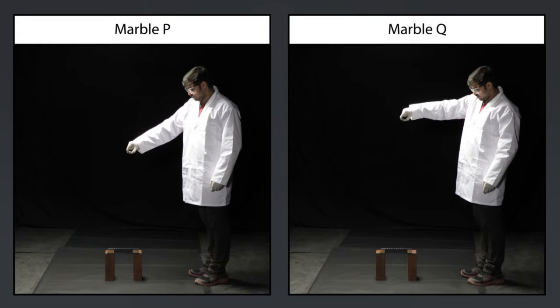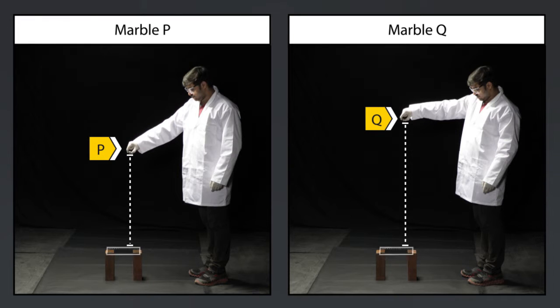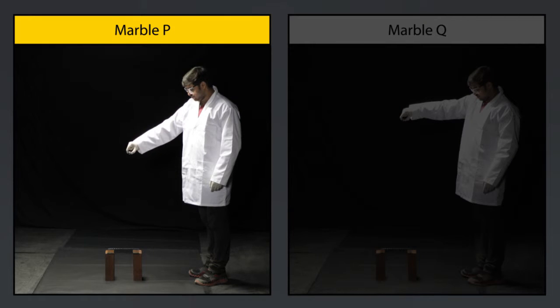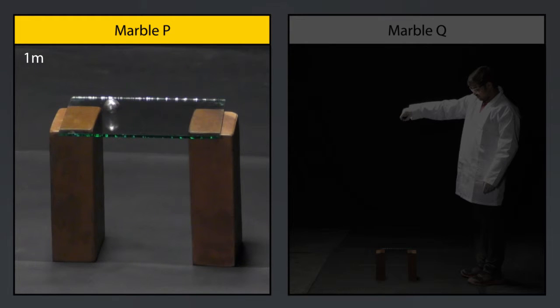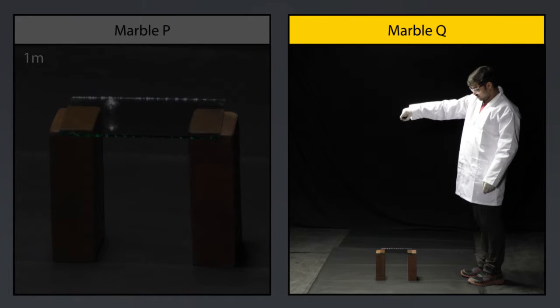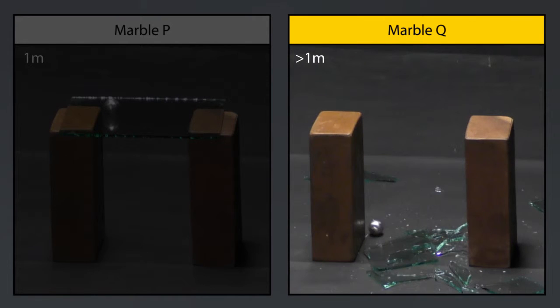Let's now look at another case where two identical marbles, say P and Q, are dropped onto a thin glass pane from different heights. First, we drop the marble P on a thin glass pane from a height of 1 meter. The marble P does not damage the glass pane. Now, we drop another marble, Q, from a greater height. Dropped from a greater height, even this small marble has shattered the glass pane.